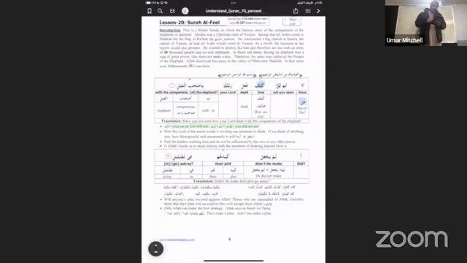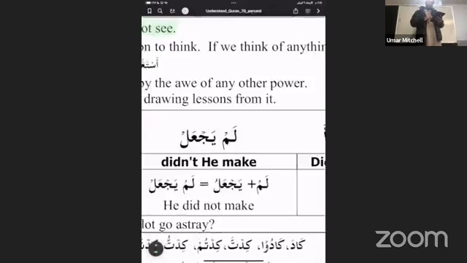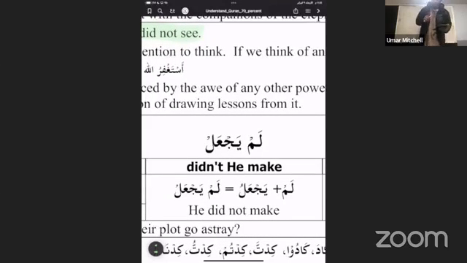So here we have alam yaj'al. Didn't he make? If I say lam yaj'al by itself, what does it mean? He did not. Lam is hasn't. What's len with a noon? Never. What's la? No, not. He's not doing it, right?